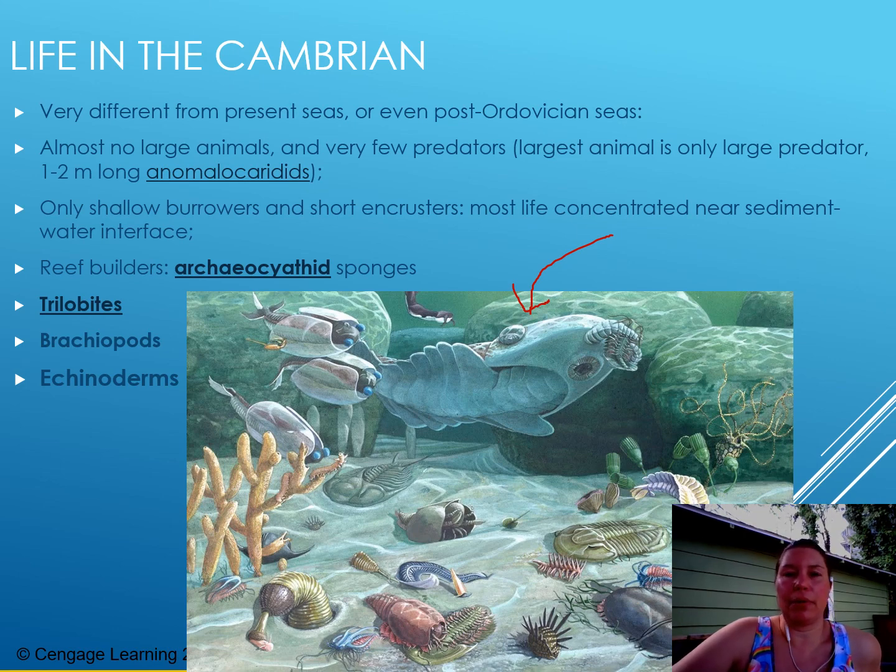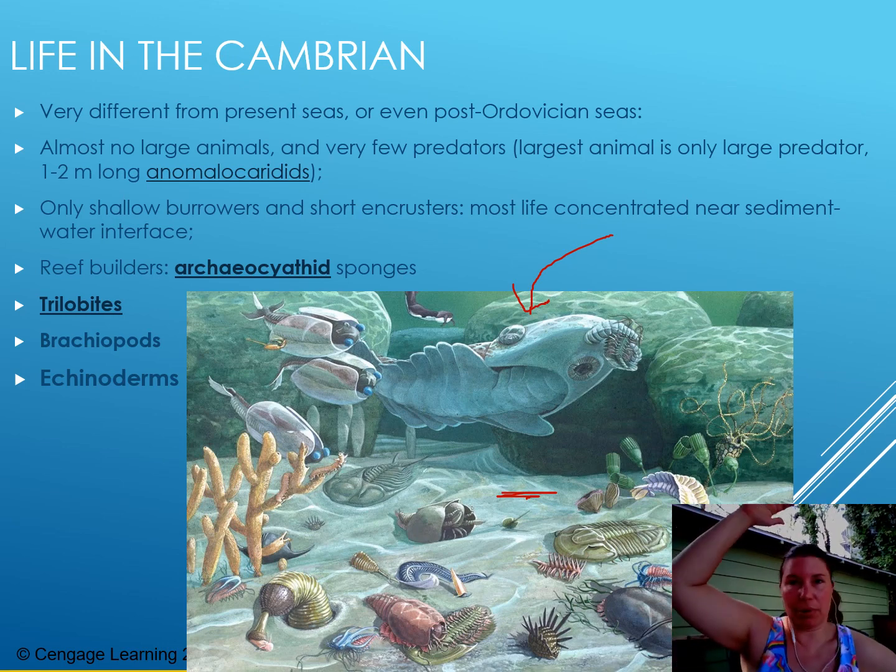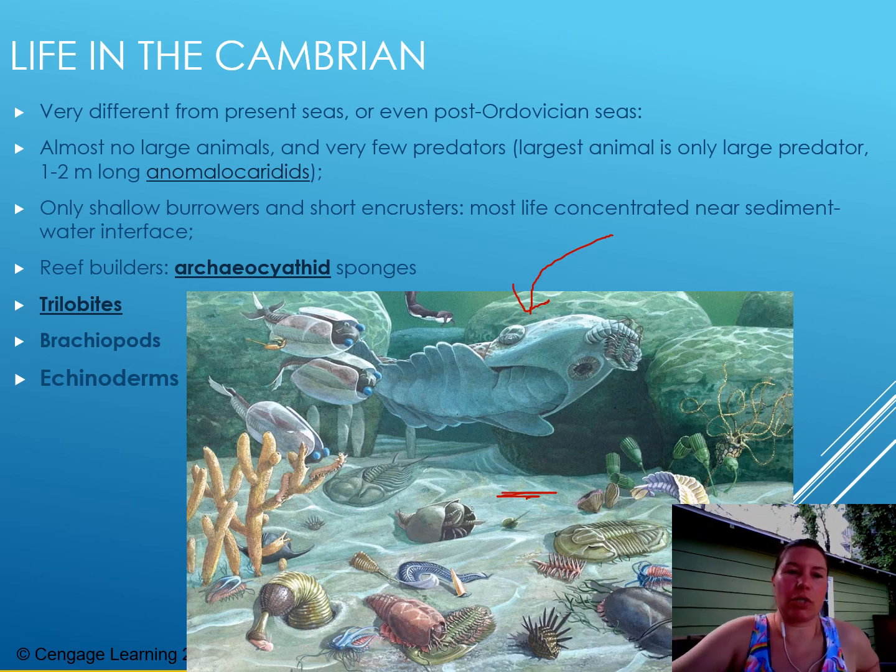During the Cambrian, though, there are really no plants, some algae, but no plants during this time. Most animals are just hanging out near the sediment-water interface. What does that mean? It means things are laying on the sediment, swimming just above the sediment, burrowing just under the sediment, but they're pretty close to where the sediment and the water connect. They're not really swimming very high. They're not really burrowing very deep. That's going to happen later in the Ordovician. Again, the reef builders are the archaeocyathid sponges. The trilobites are dominating the Cambrian and are a very important group of index fossils for the Cambrian period.